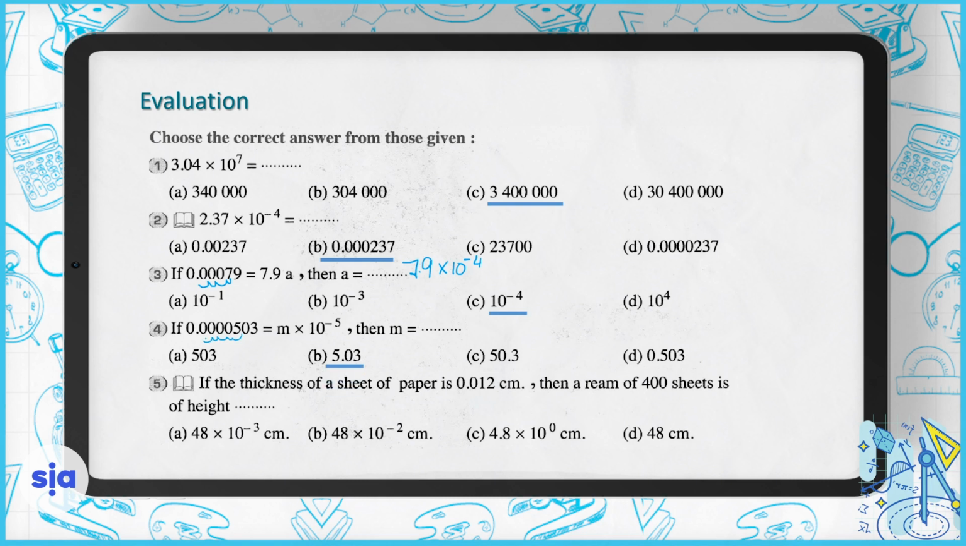Question 5. If the thickness of a sheet of paper is 0.012 centimeters, then a ream of 400 sheets is of what height? So we're going to multiply the 400 times the 0.012, then the result is 4.8. To write it in scientific notation, it's 4.8 times 10 to the power of 0. So the right answer here is choice C.